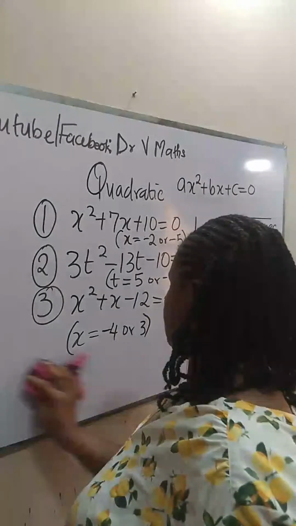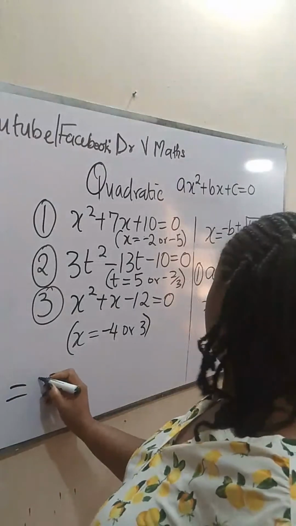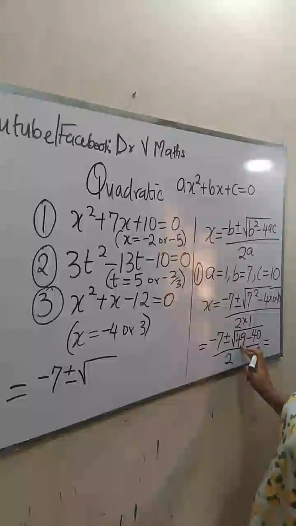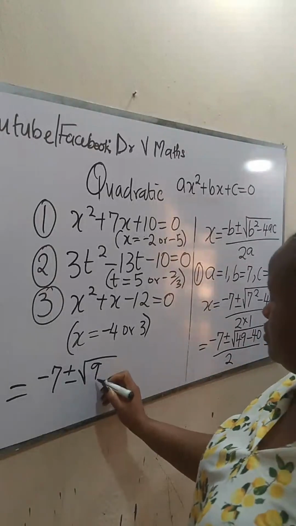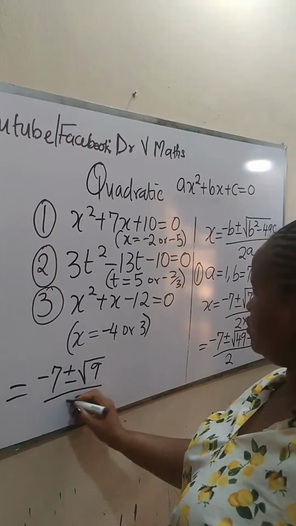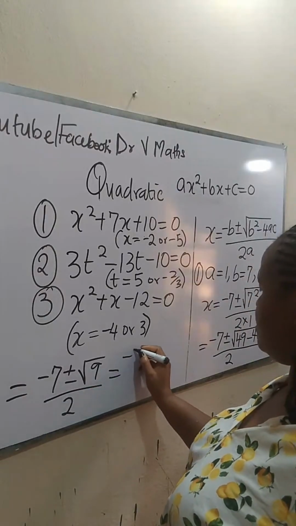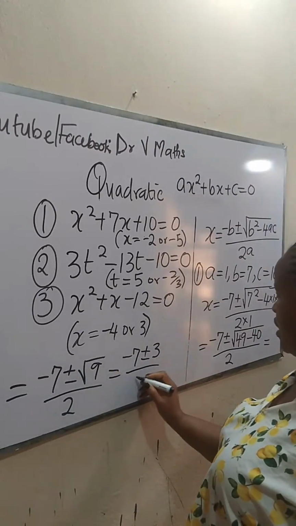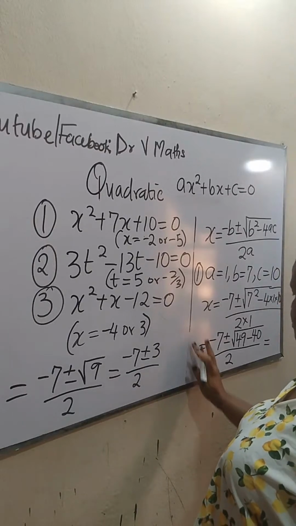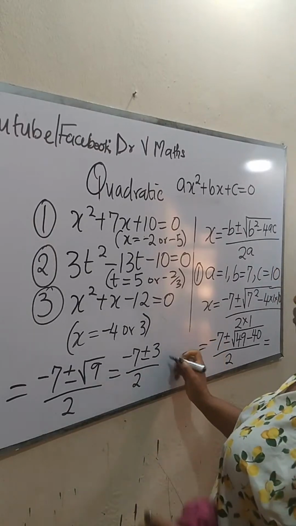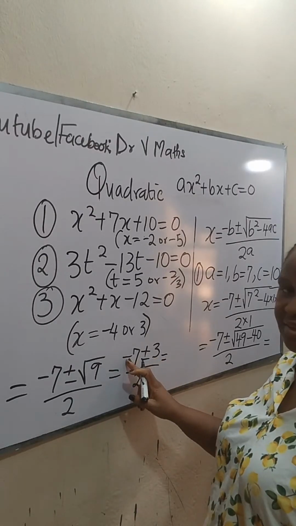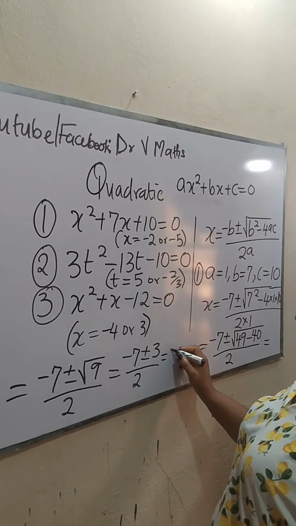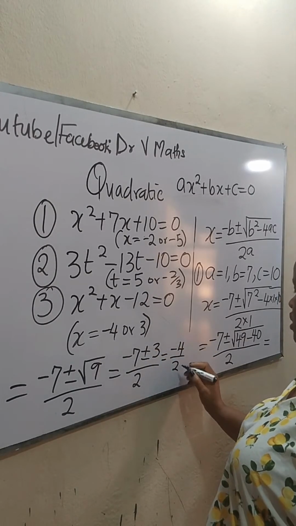answer. All right. So this is equal to minus 7 plus or minus the square root of 49 minus 40, which is 9. Okay. All over 2. This is equal to minus 7 plus or minus the square root of 9, which is 3, all over 2. Okay. So if you take the first number, that is minus 7, and add 3, we have minus 4 all over 2, and that is minus 2.